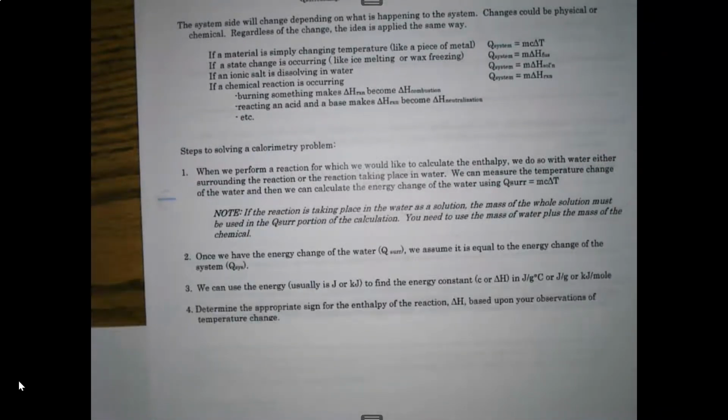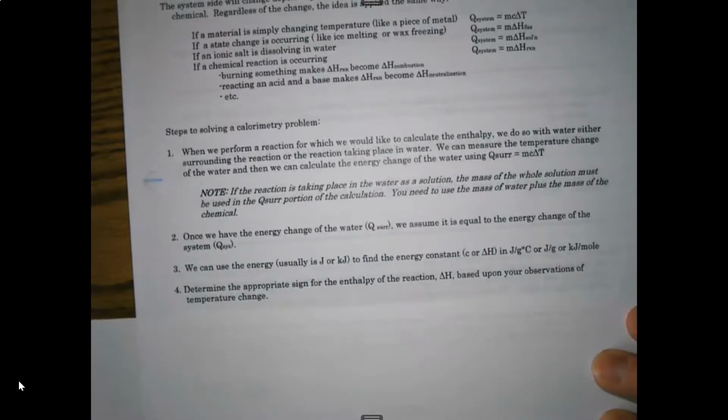Okay, so to do something like this, we perform a reaction, we collect some enthalpy data. In order to do so, what are we doing? We're collecting the temperature change of the surroundings, the temperature change of the water. And we can measure that temp change, obviously, with a thermometer and see how much the energy is changing by. Okay, the assumption now is that whatever happened to the surroundings is going to be equal but opposite happening to the system. So that's idea number 2.